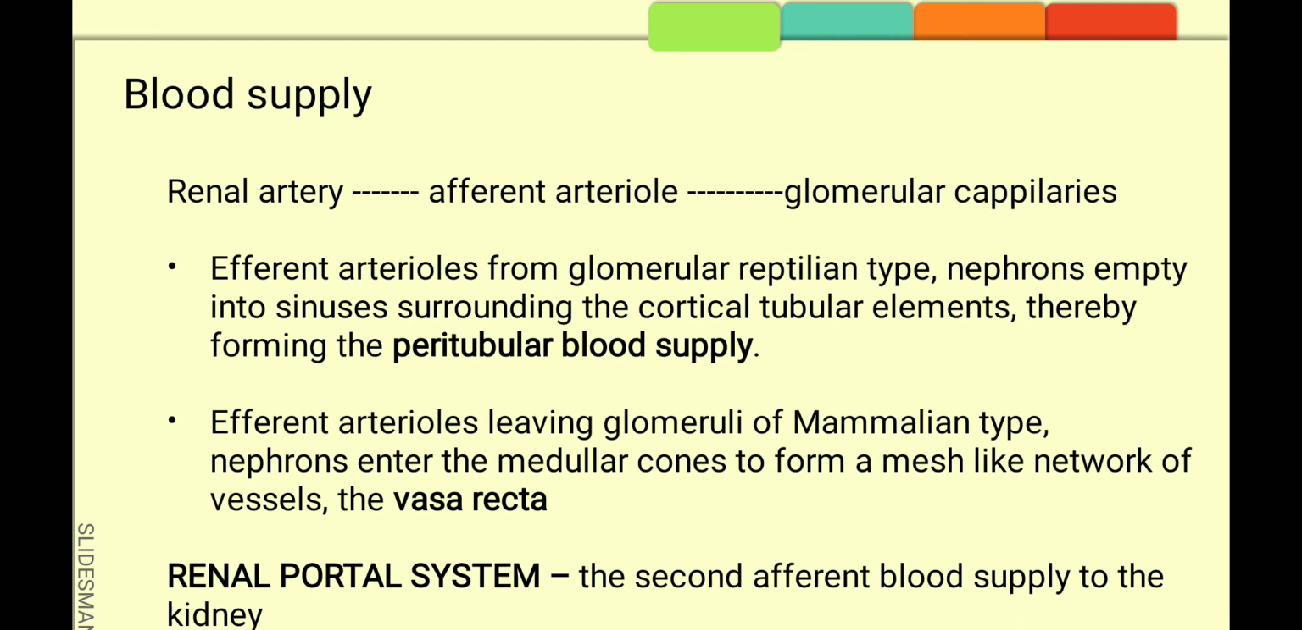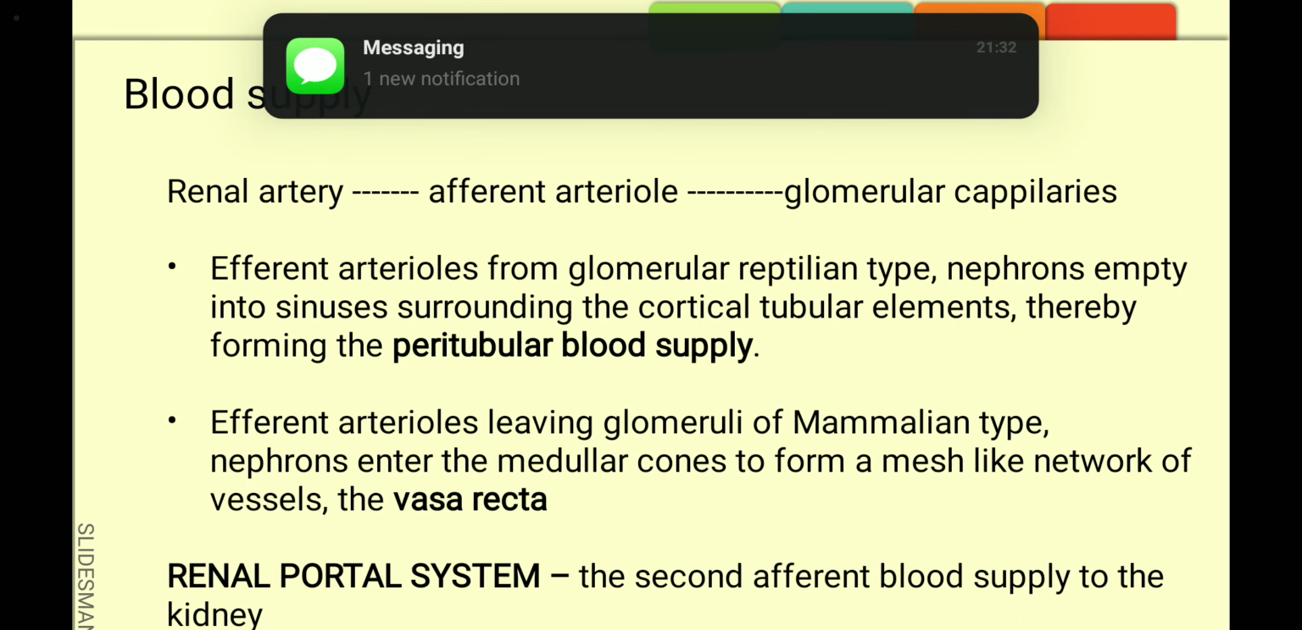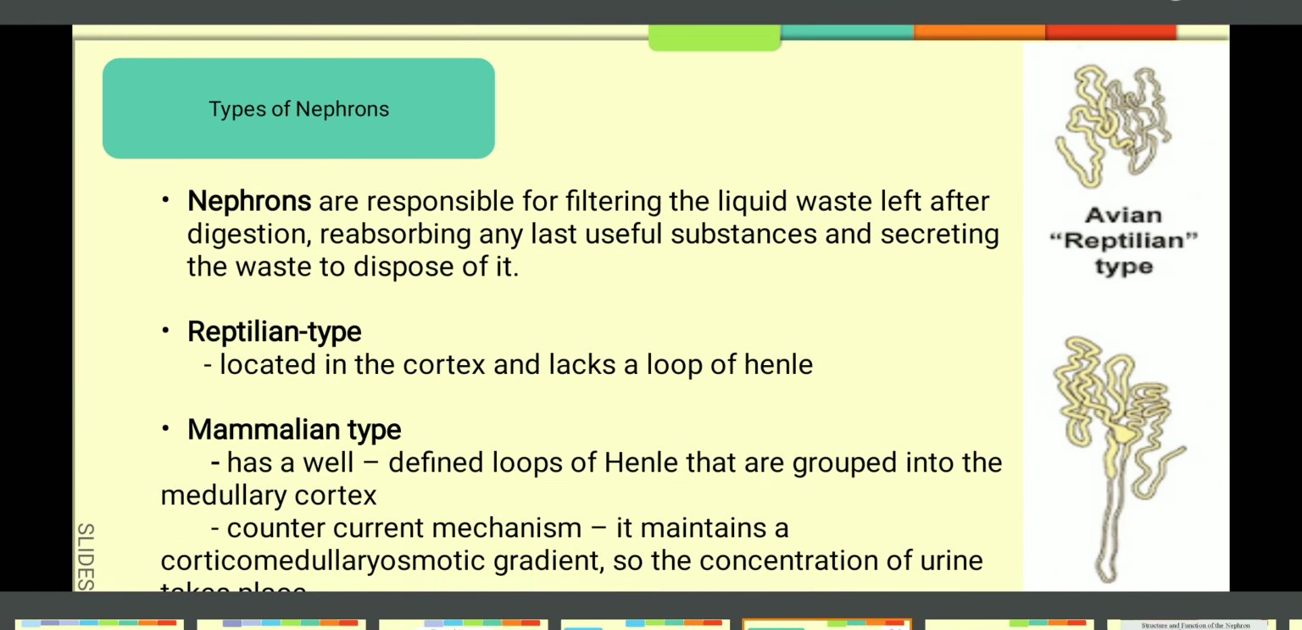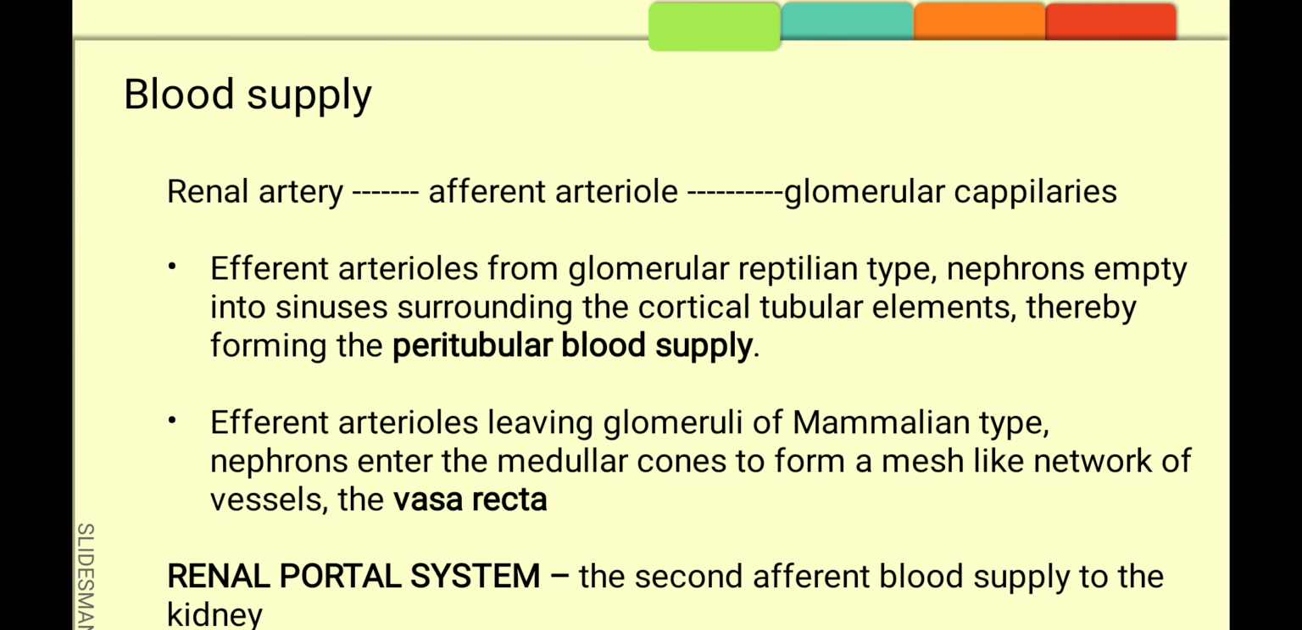So, looking back at the vasa recta that I have said earlier, vasa recta of the kidney are the straight arterioles and the straight venules of the kidney, which is a series of blood vessels in the blood supply of the kidney that enters the medulla as the straight arterioles and leaves the medulla to ascend to the cortex as the straight venules. So here, there is an important term that we have to know, the renal portal system or the RPS. So this is the second afferent blood supply to the kidney.